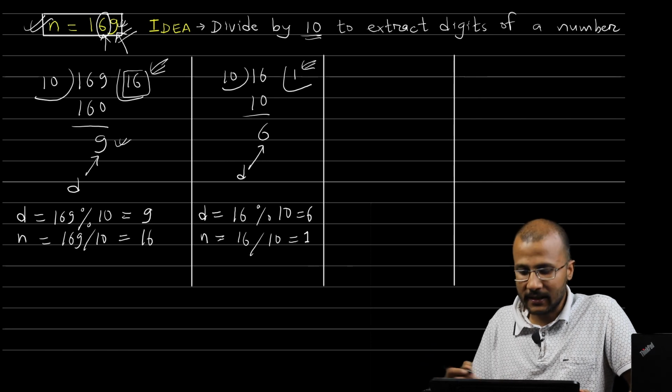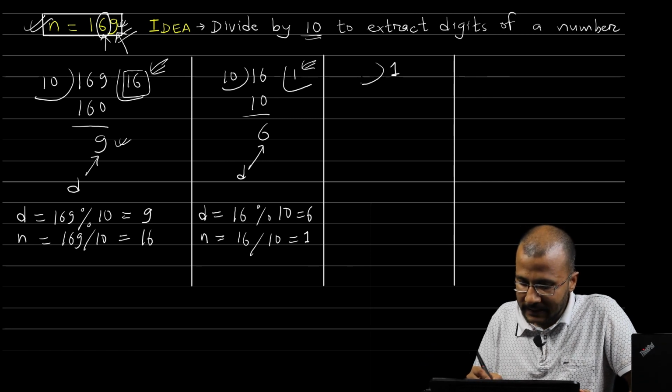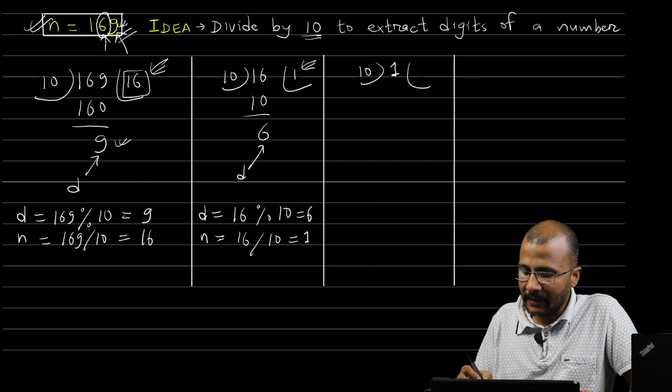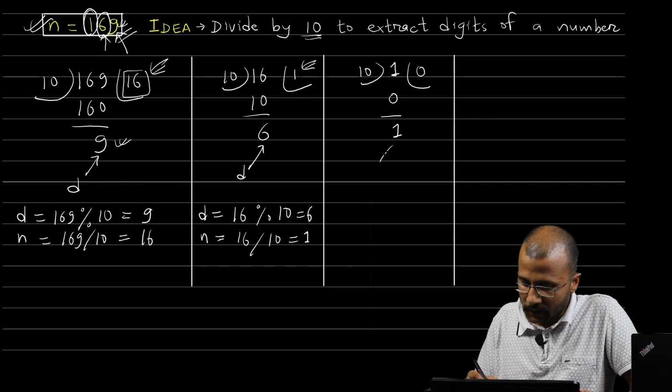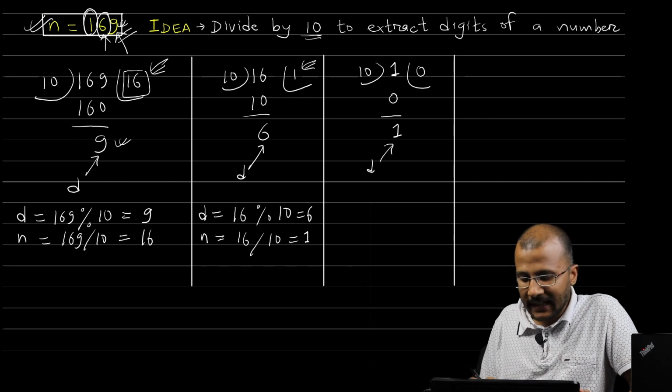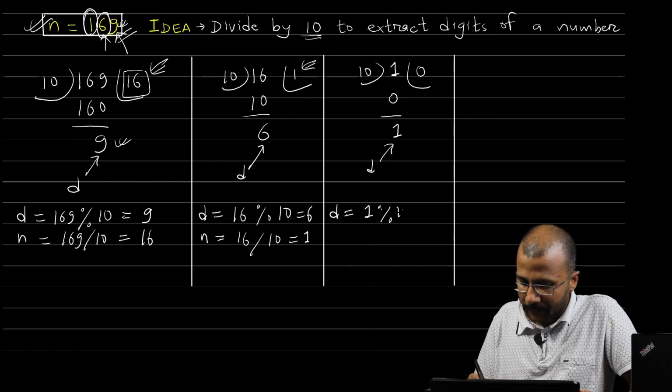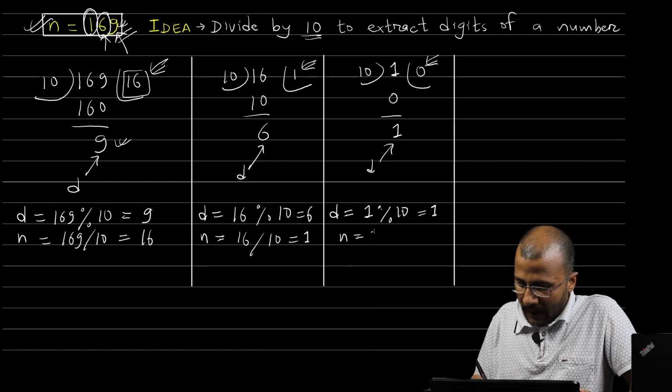So I'll continue this process, and now I divide 1 by 10. Okay, so 10 times 0 is 0 and the remainder is 1. Now see, I could extract the digit 1. Okay, so this is my digit D. So how did I get my digit D? It's very simple. Digit D is equal to 1 mod 10. If I divide 1 by 10, the remainder is 1. This is my digit. And my new value of n would be how much? n is 1 divided by 10 and the quotient is 0.